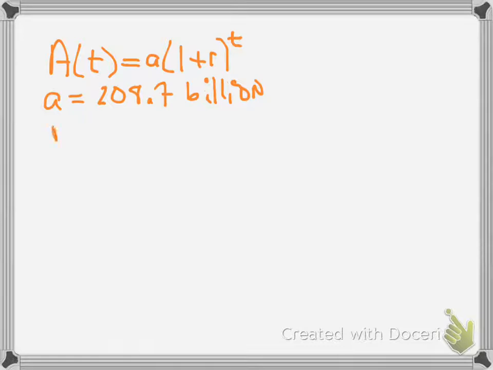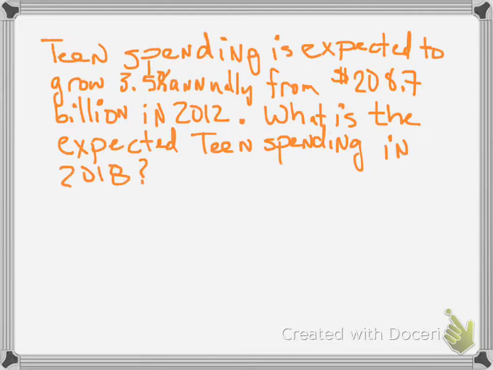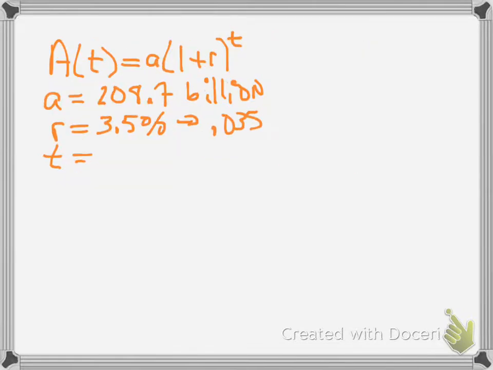Okay, r was 3.5%, so that would be 0.035. And then t: if it starts off in 2012 and I'm going to 2018, that's only 6 years. So we're going to go with 6. So we're saying A of 6. In 6 years, what is that amount?